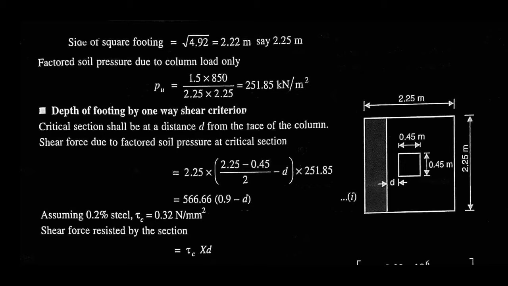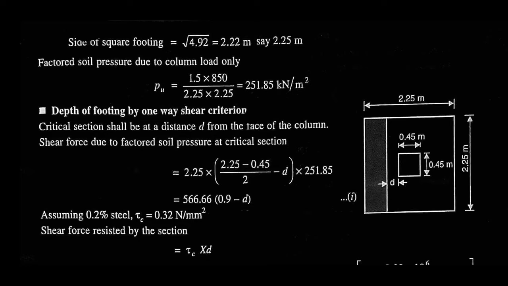So the factored soil pressure due to column load only, Pu, is equal to 1.5 into 850 by the area 2.25 into 2.25, that is equal to 251.85 kilonewton per meter square. At the right side of the screen, as per given data, the size of column is drawn, and as per our calculation the footing is also drawn. So each side of column is 0.45 meter and each side of footing is 2.25 meter.